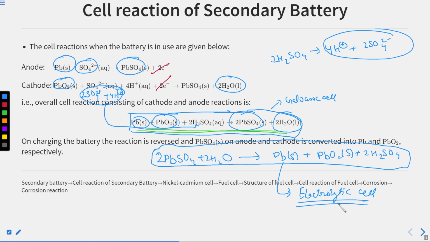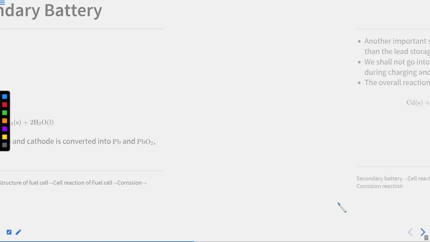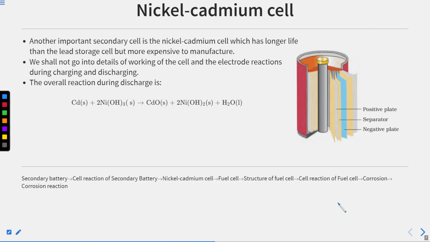Now if I move to the next example of a secondary battery. This is called the nickel cadmium cell, and it is also a very important secondary cell which has longer life than the lead storage battery. Usually lead storage batteries have shorter life, but this nickel cadmium cell has more life. But the difficulty here is that it is more expensive to manufacture.